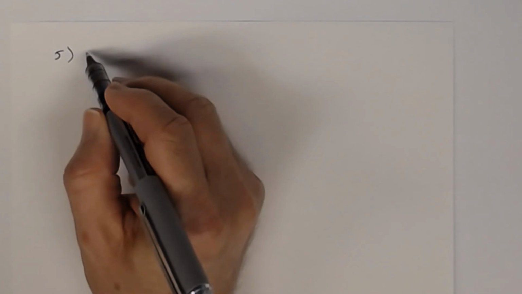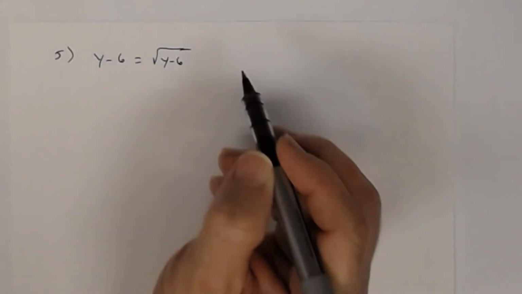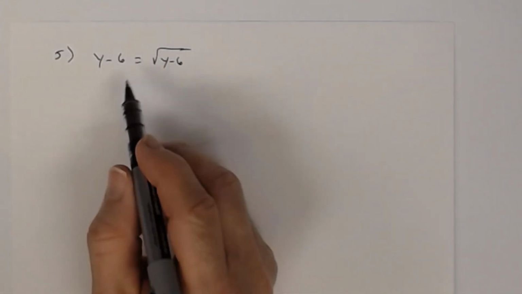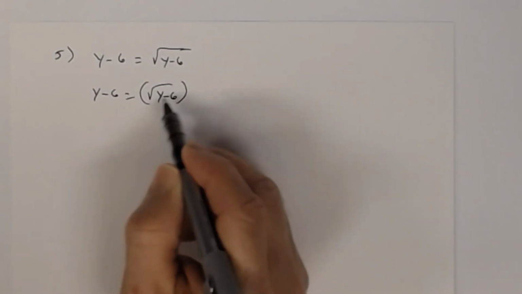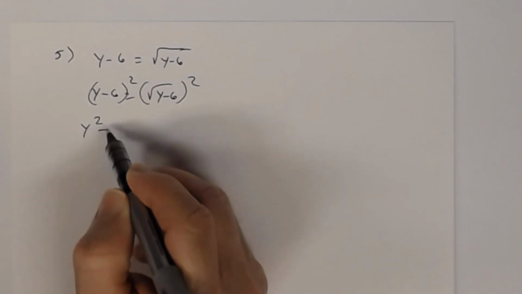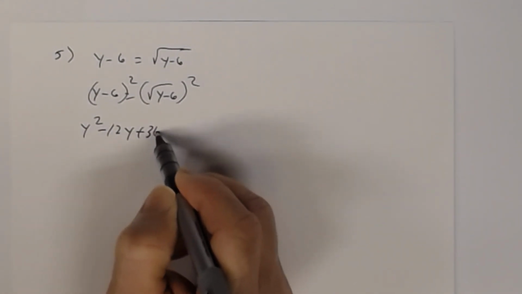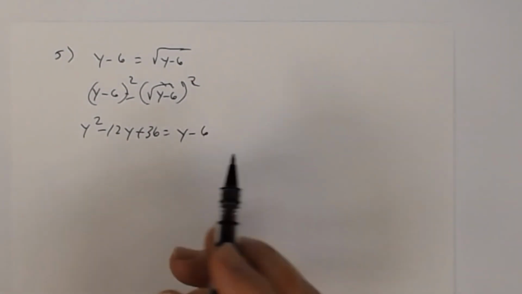So number 5, we have this. So we have y minus 6 equal the square root of y minus 6. And so again, we're going to square both sides. So I'm going to rewrite this over to get rid of the square root. And so when I square this side, I get y squared minus 12y plus 36 equal, and on this side, the square and the square root undo each other, so I get y minus 6.